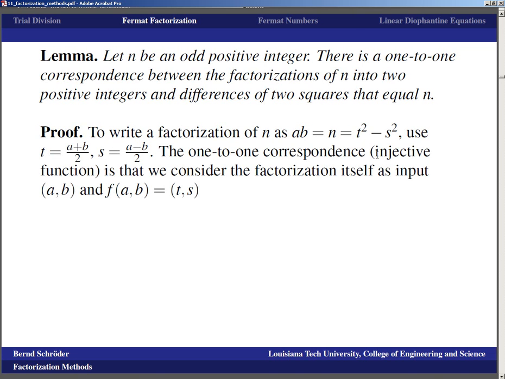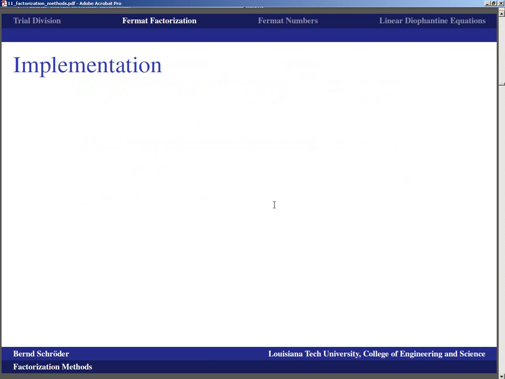And so the one-to-one correspondence, the injective function, is that we consider the factorization itself as the input ab, and the output is f of ab being t and s. And that's (a plus b) over 2 and (a minus b) over 2. So that's not that bad. But this can be implemented as a factorization method, because what we do know now is that any factorization goes along with a difference of two squares.